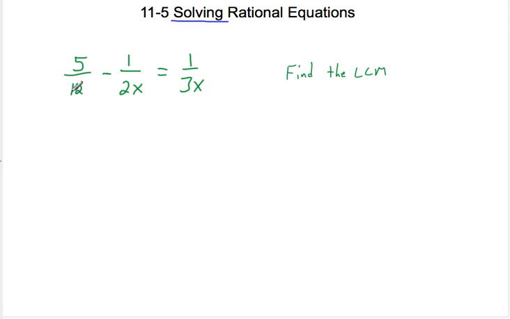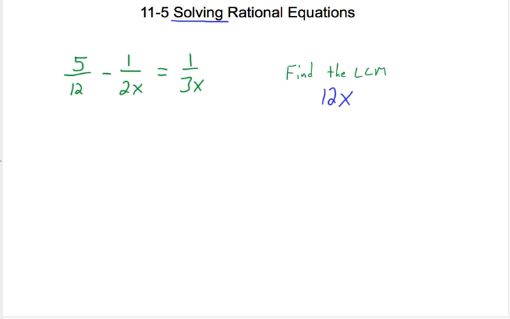Okay, so just looking at the numbers, we have 2, 3, and 12. 2 and 3 and 12 are all factors of 12, so 12 will be the smallest multiple. And these two also have an x, so we're going to need 12x. So the LCM, in this case, is 12x.